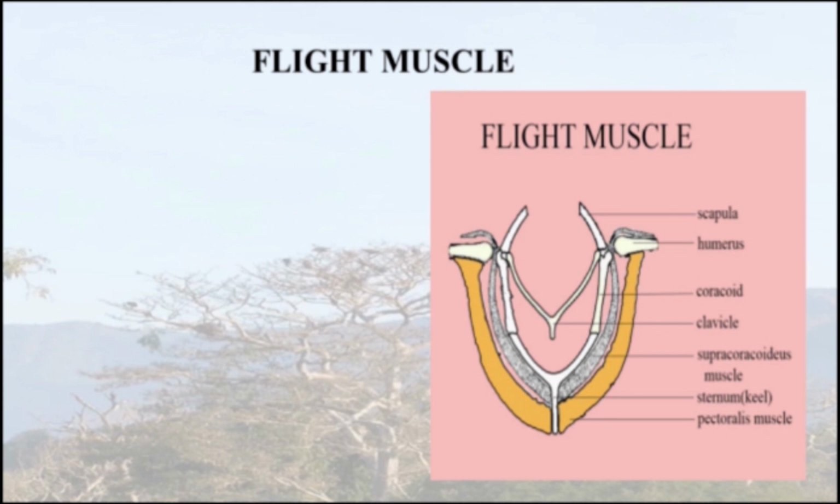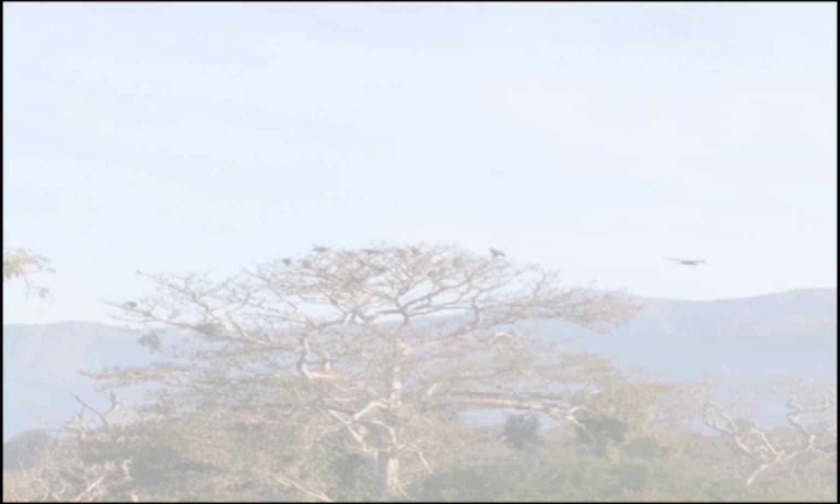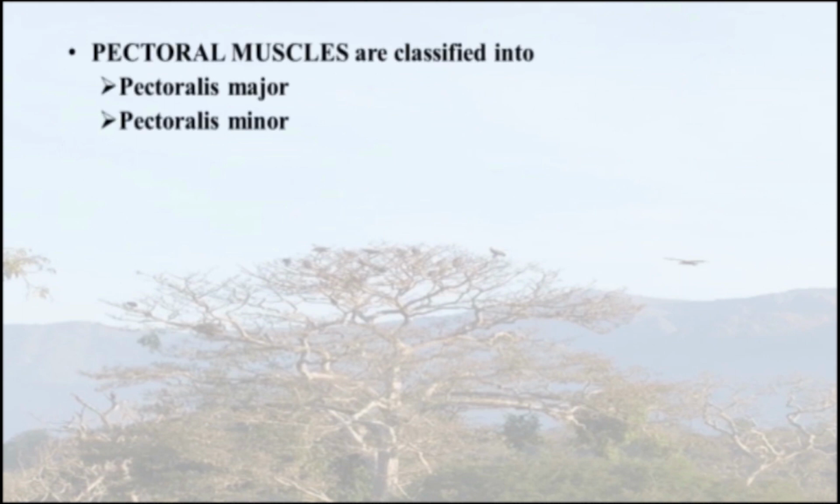Flight muscles. The muscles which operate the wings during flight are called flight muscles. The flight muscles are pectoral muscle, accessory muscle, and tensor muscle. Pectoral muscles are the most significant flight muscles of birds. They provide up and down movements to the wings. They are classified into pectoralis major and pectoralis minor.